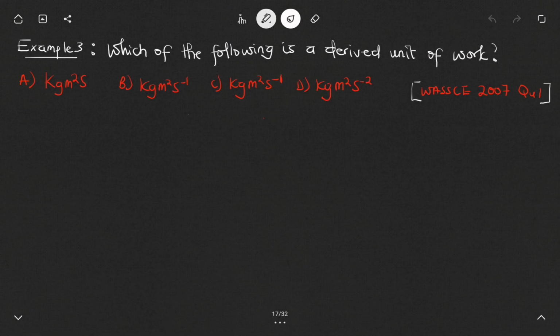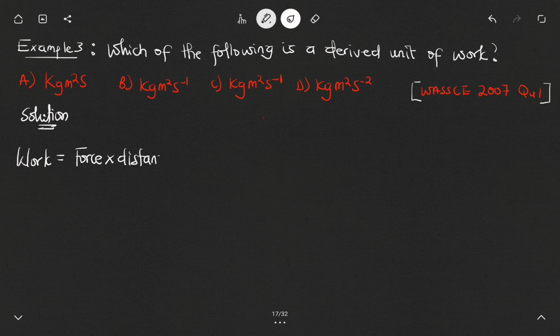All right, let's have a look at another example. Example number 3. Which of the following is a derived unit of work? This is the WASSCE 2007 question number 1. Let's see how we can use dimensional analysis to find the unit of work. Work can be defined as the product of force multiplied by distance. If you move an object with a particular force over some distance, the product of the force and the distance becomes the work.